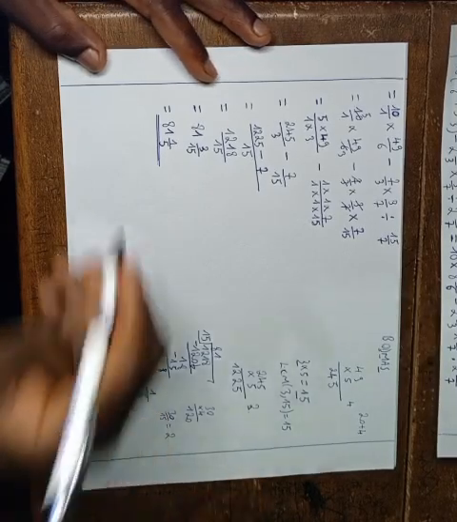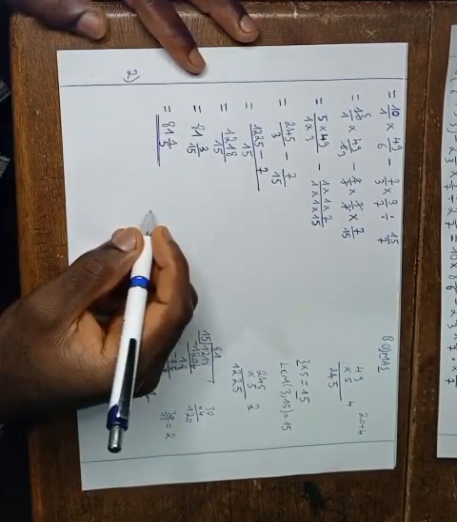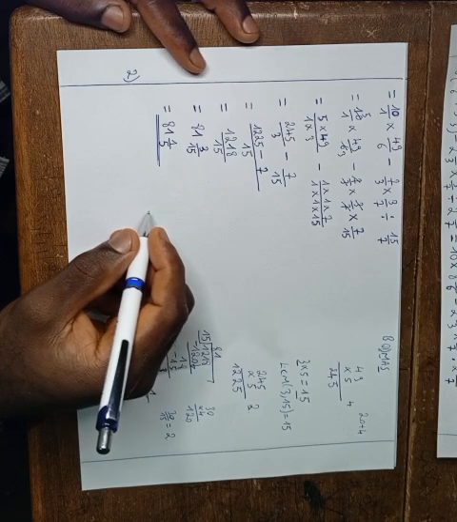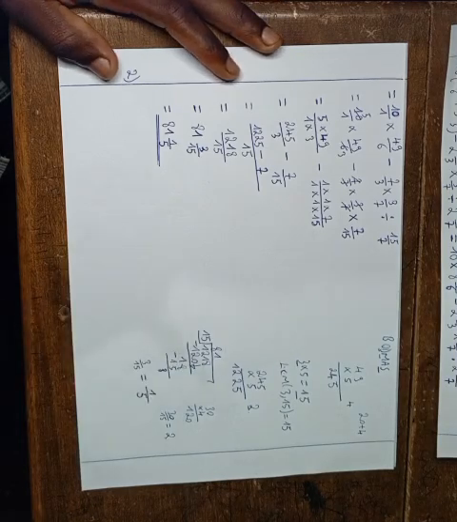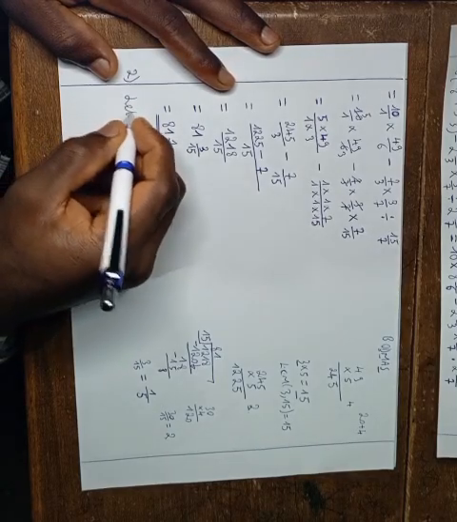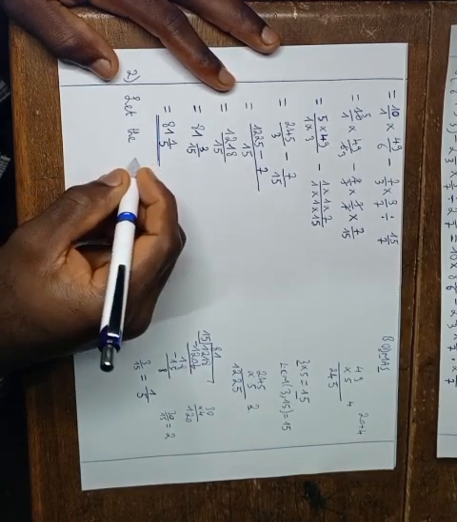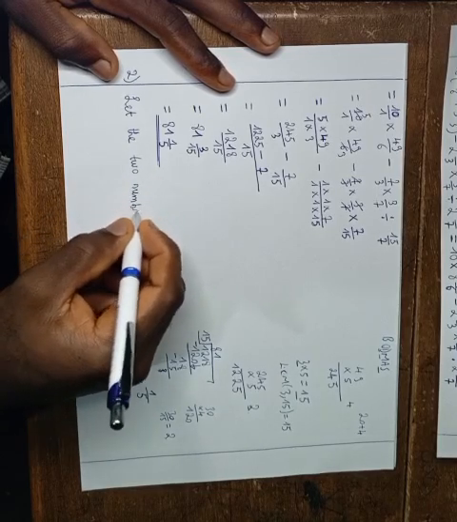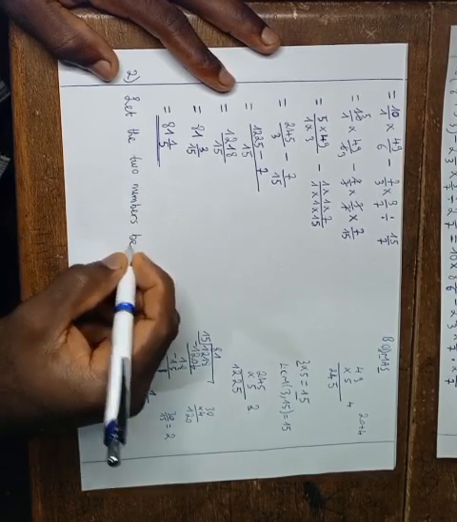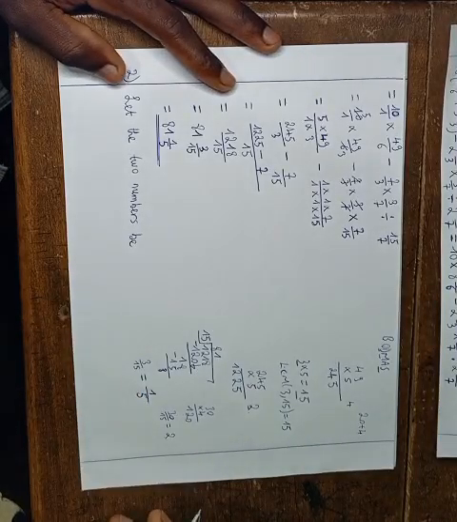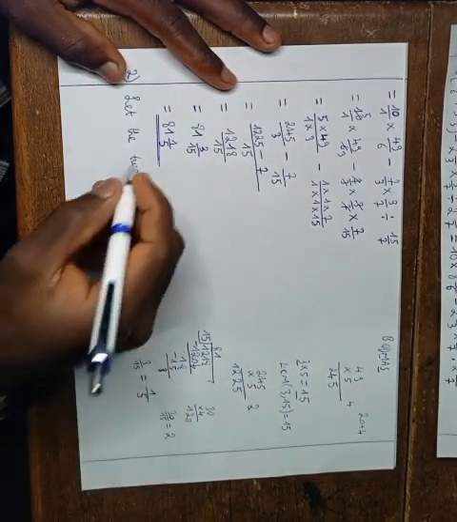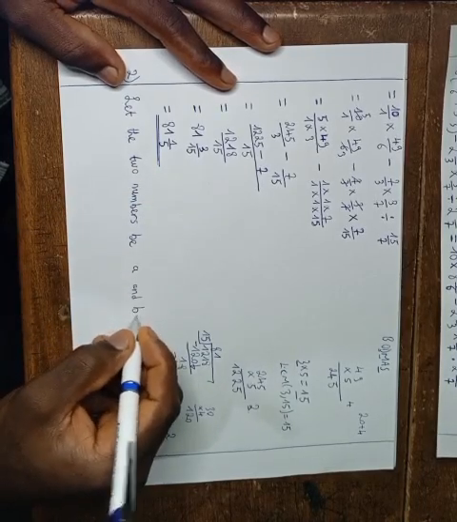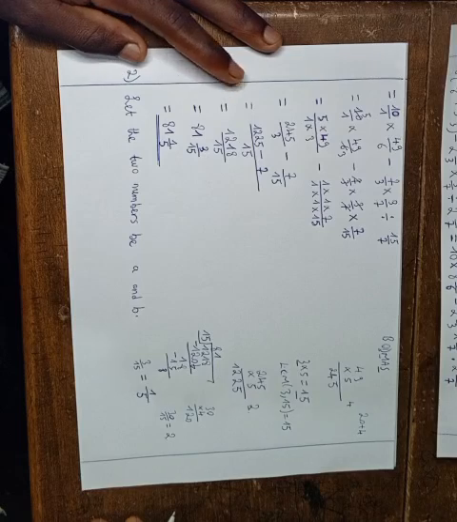Next, we go to the next question. Question 2, which says the sum of two numbers is 8 and their difference is 2. Find the two numbers. For us to answer this question, first we are going to start by saying let the two numbers be, take any letter of your choice. As for me, I'll take the two letters to be A and B. So we let the two numbers be A and B.